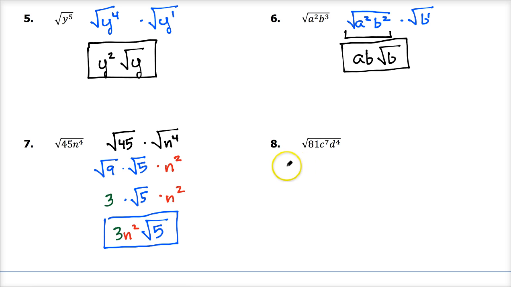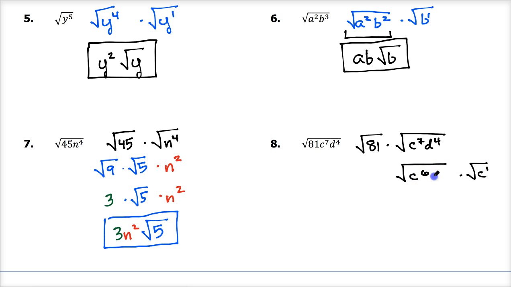Okay, let's do that now for number 8. Radical 81 c to the 7th d to the 4th. So I can split this up into my radical 81 and then my radical c to the 7th d to the 4th. But because this exponent on the c is odd, I'm going to rewrite that as a c to the 6th and then take that c to the 1st and put it out here separately. So really this is c to the 6th d to the 4th, that radical times radical c.